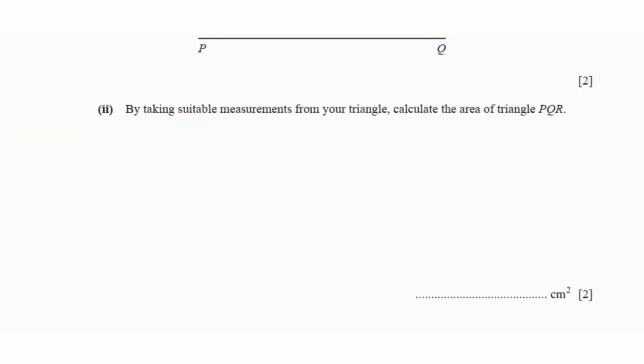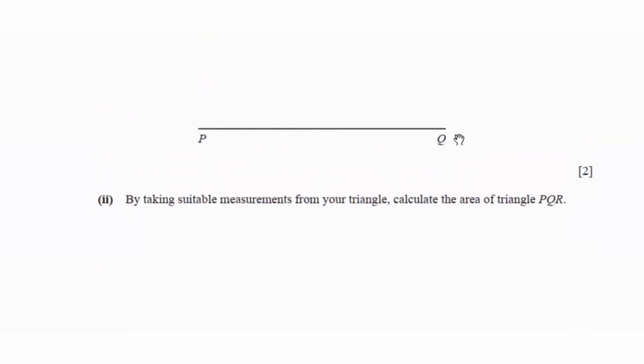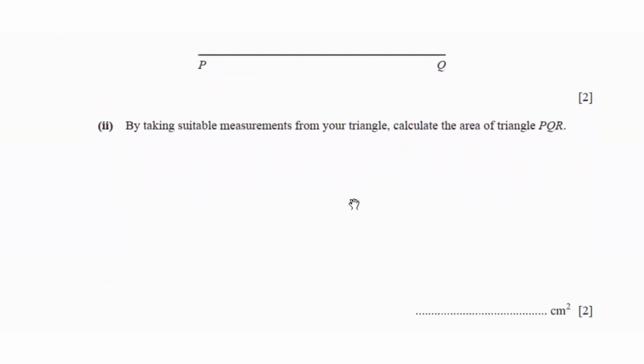By taking suitable measurements from your triangle, calculate the area of triangle PQR. Already have your measurements of your base. What you will do is measure your base PQ, then measure your distance from R to the base. Then you just multiply those two measurements with 1/2, and that would give you the area of the triangle PQR.